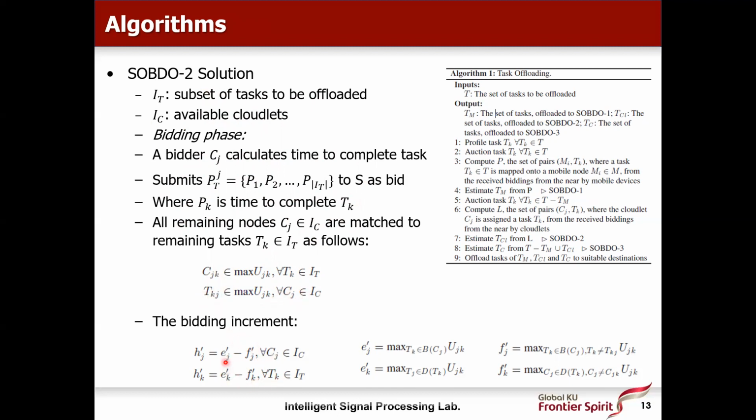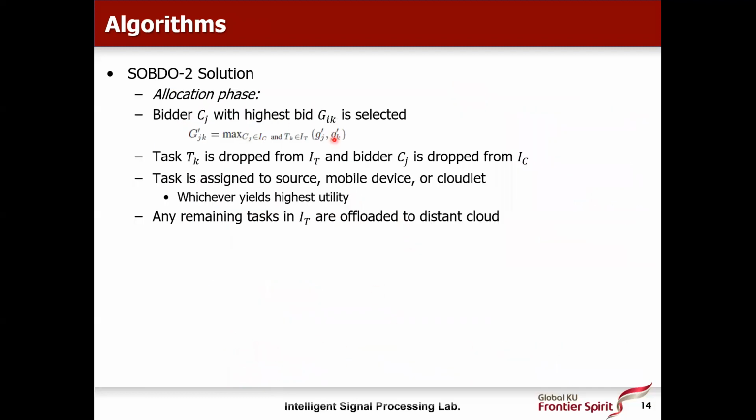Bidding increments are calculated the same way. It's the highest utility minus the second highest utility. And then all the bidding increments are put together, and the highest among them, the maximum among them, is labeled as G prime. And the bidder with the highest bid, G prime, is selected, and then the task is dropped from IT, and the cloudlet is dropped from IC.